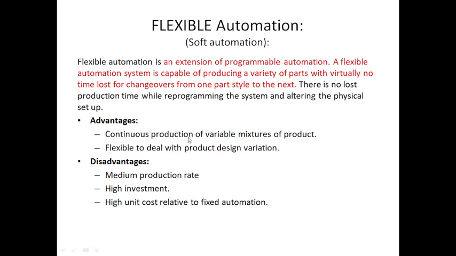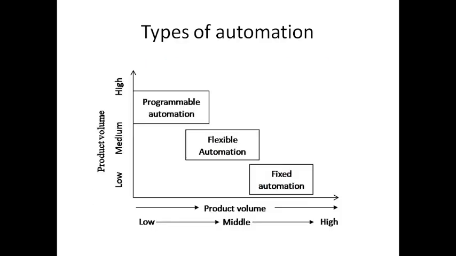Continuous production of a variable mixture of products is one of the features and advantages, and this is flexible enough to deal with product design variation to a great extent, though not to a very large extent. Of course, there are disadvantages associated with this, like medium production rate, high investment, and high unit cost relative to fixed automation.